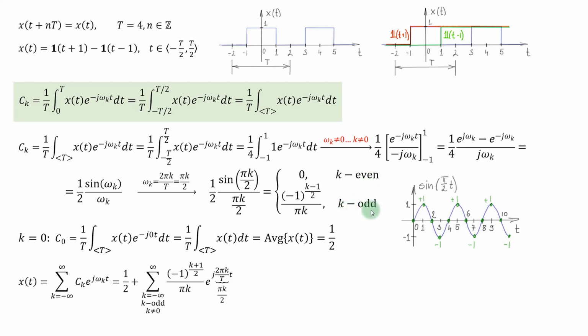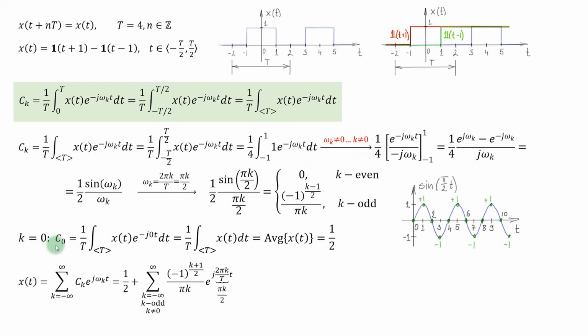When k is odd, the value of this sine will be either plus or minus 1, and these values will alternate. Mathematically, I can write that like this. For k odd, this sine is equal to this. So these are the values of the complex amplitudes of my Fourier series. That is, when k is different from 0. When k is equal to 0, we need to compute this separately, and this computation is usually fairly simple.